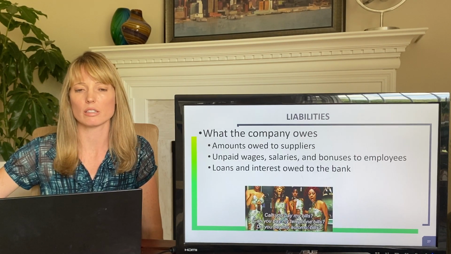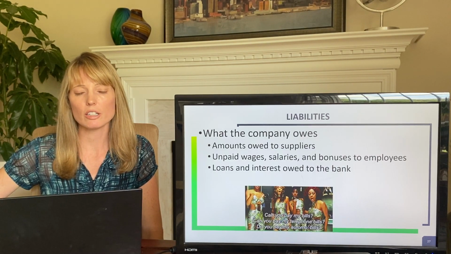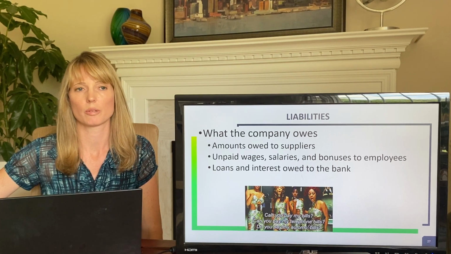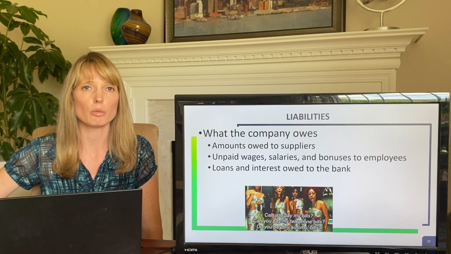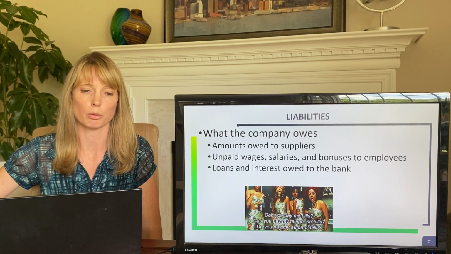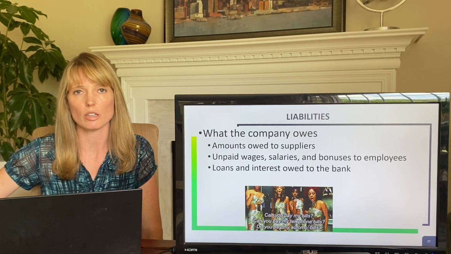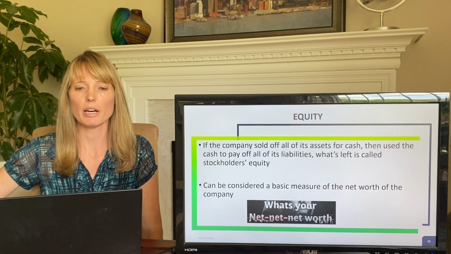How about liabilities? Liabilities are what the company owes. These might be the amounts owed to suppliers, unpaid wages, salaries and bonuses for employees, loans and interest owed to the bank. How about equity?